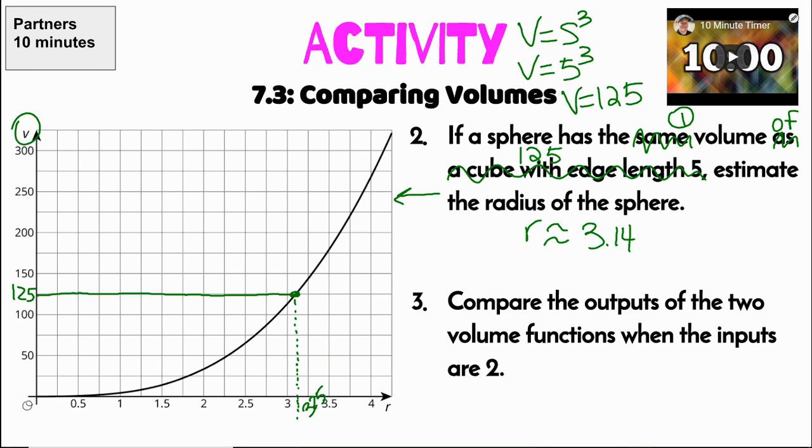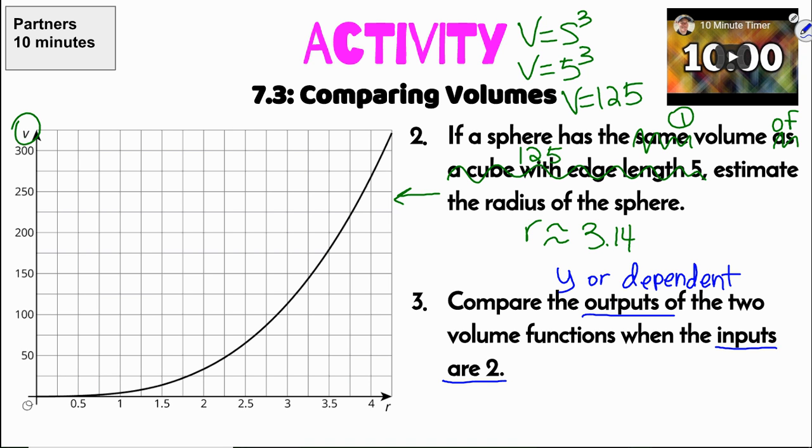Alright, let's move on to question number 3. So again, I'm going to erase all this. Question number 3: compare the outputs of the two volume functions when the inputs are 2. Again, outputs are the same as our y or dependent variable, and we talked about that with question number 1. And inputs are the same as x or independent variable.